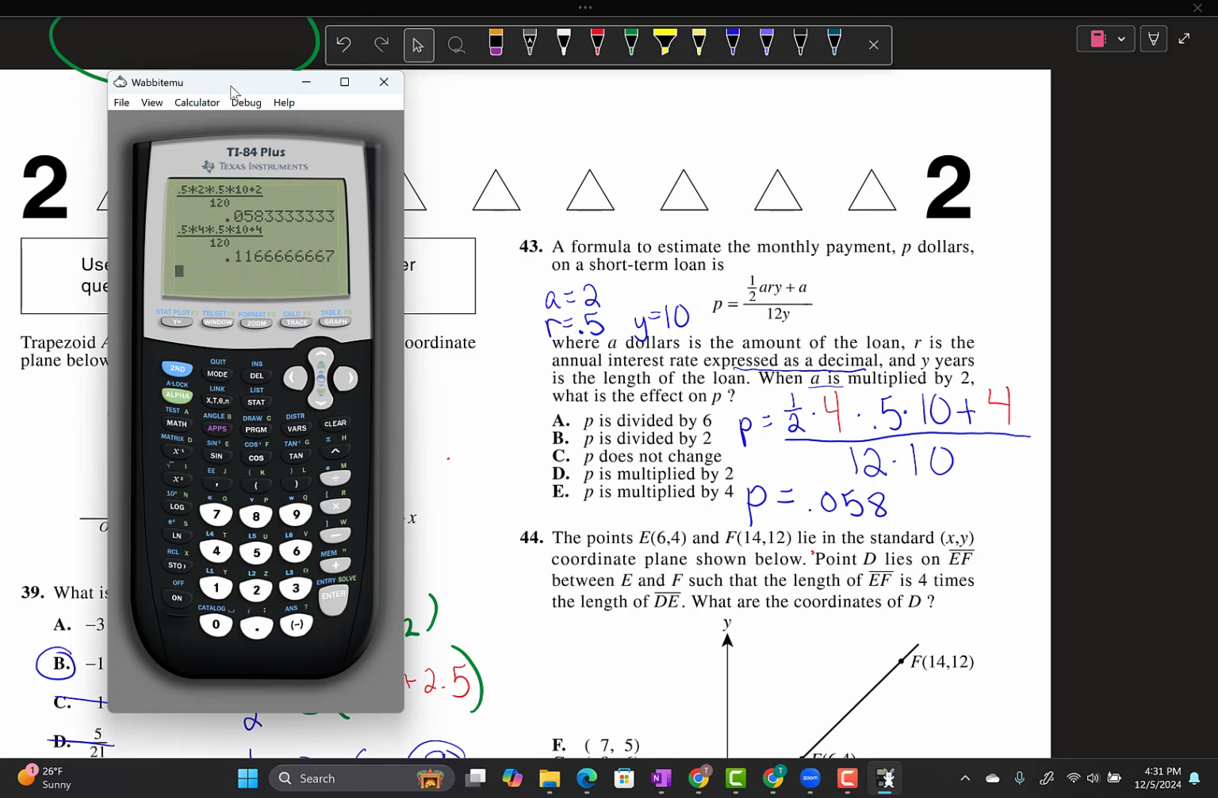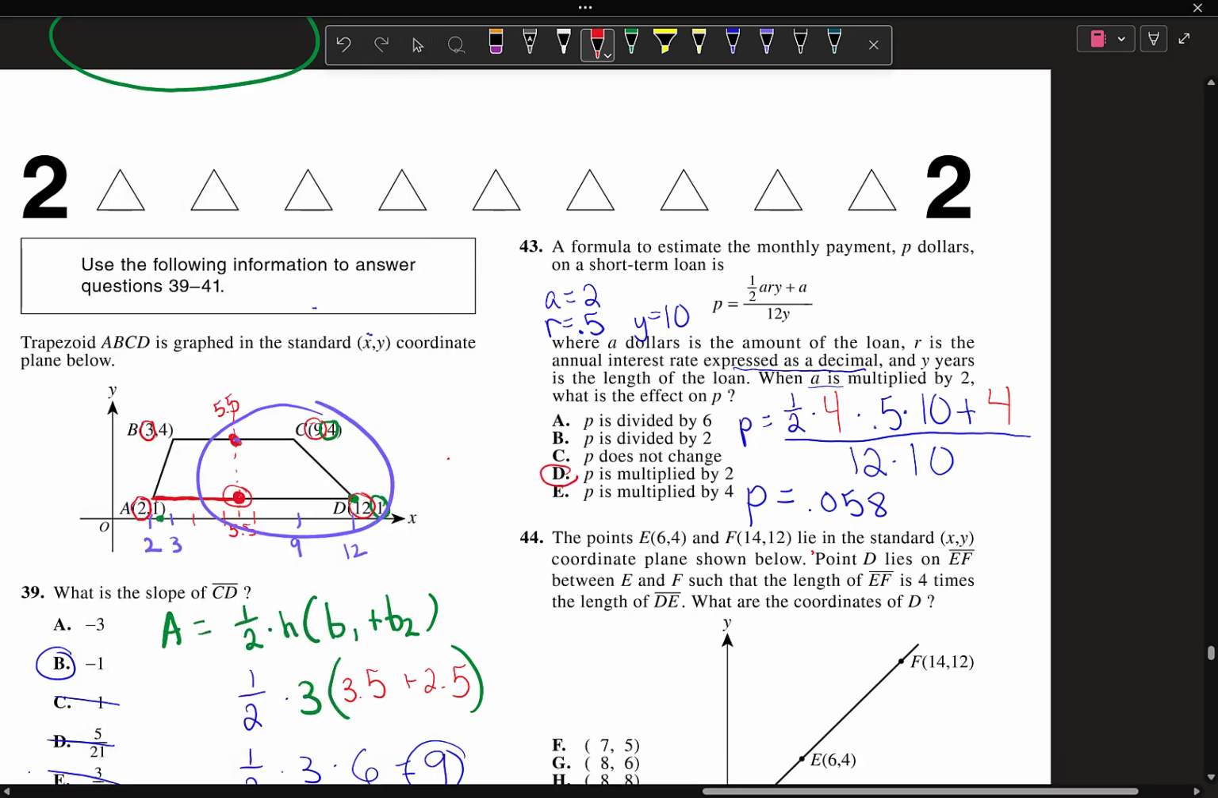So P has obviously gotten bigger. But has it been divided by 2 or has it been multiplied by 2 or has it been multiplied by 4? Well, let's work it backwards. Let's divide that number by 2. Yeah, and we can see that we get 0.058. But be careful, because I just went backwards to check that. They want to know when A is multiplied by 2, what is the effect on P? Well, P gets doubled when we multiply the A value by 2. So even though we used division to check that answer, really what we did was we multiplied by 2 on 43.